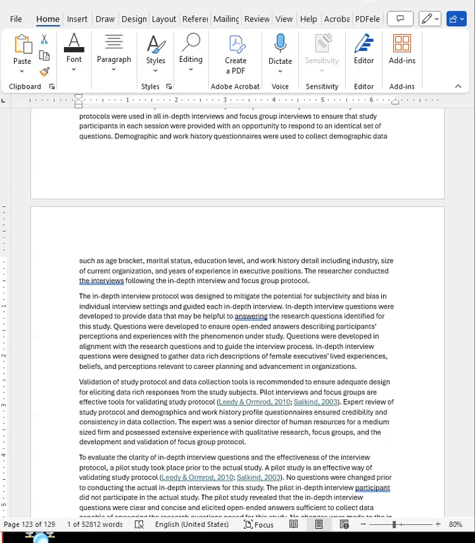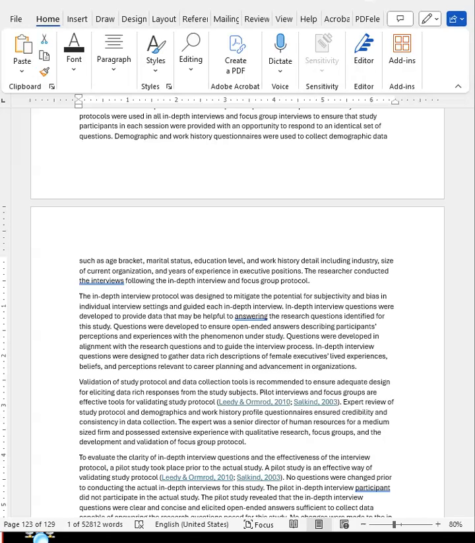Expert review of study protocol and demographics and work history profile questionnaires ensured credibility and consistency in data collection. The expert was a senior director of human resources for a medium-sized firm and possessed extensive experience with qualitative research, focus groups, and the development and validation of focus group protocol. To evaluate the clarity of in-depth interview questions and the effectiveness of the interview protocol, a pilot study took place prior to the actual study. A pilot study is an effective way of validating study protocol. Leedy and Ormrod, 2010, Sudman, 2003.